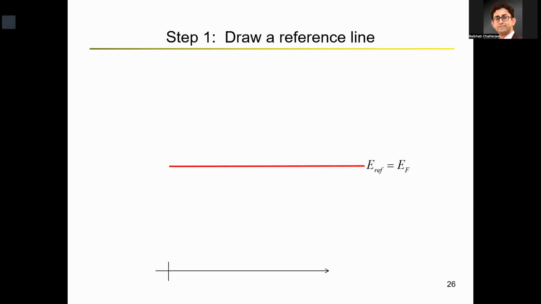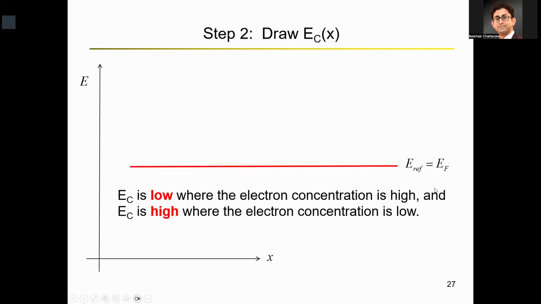Now, if you try to draw the energy band diagram in this case, first what you start with is drawing a reference line. And as you'll see later, and if you have taken any device physics classes, you'll know that the reference line is called the Fermi energy level. So E_F, E subscript F, represents the Fermi energy level. And E_C, the conduction band energy, is going to be low where the electron concentration is high.